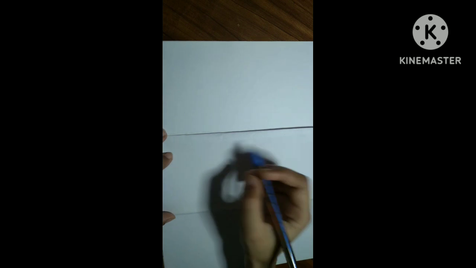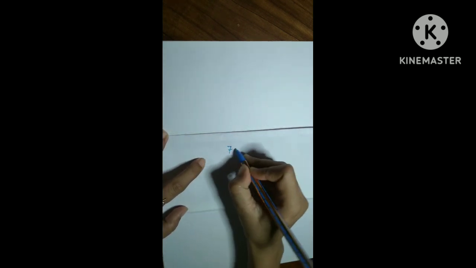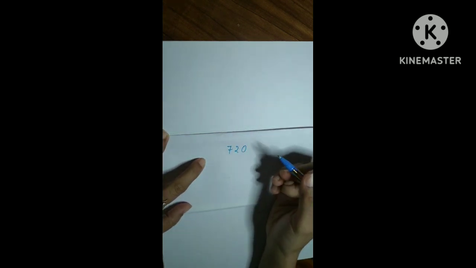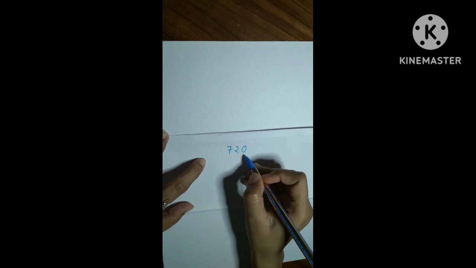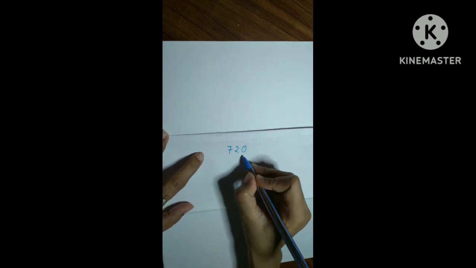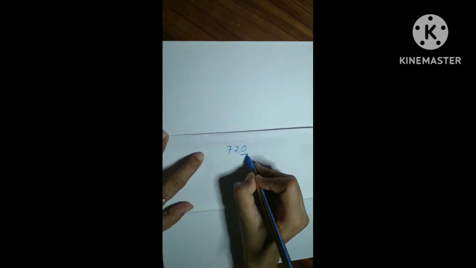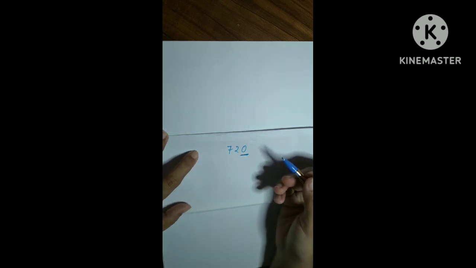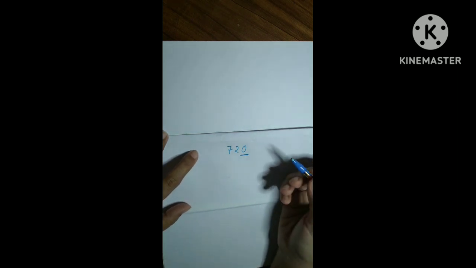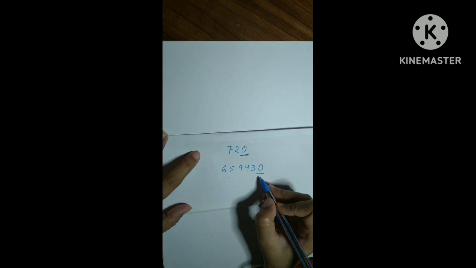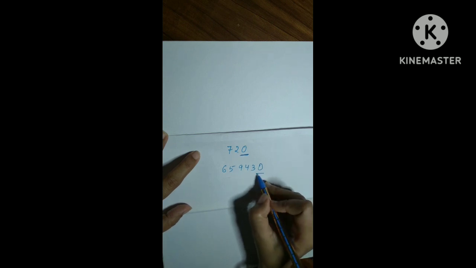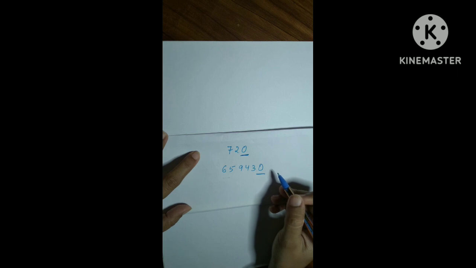Divisibility by 10. It says if the last digit is 0 in the given number, it will be easily divisible by 10. Another example is if the last digit is 0, it will be divisible by 10.